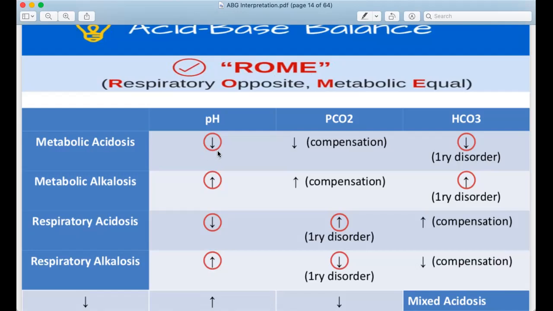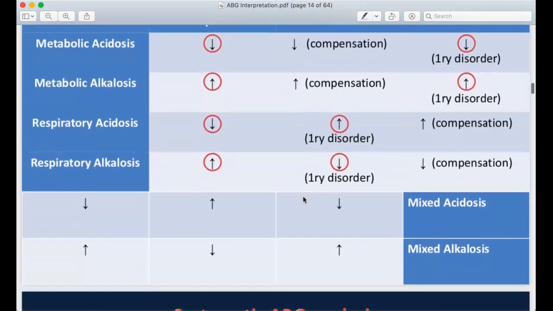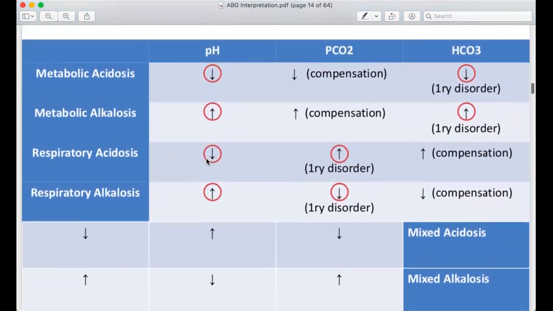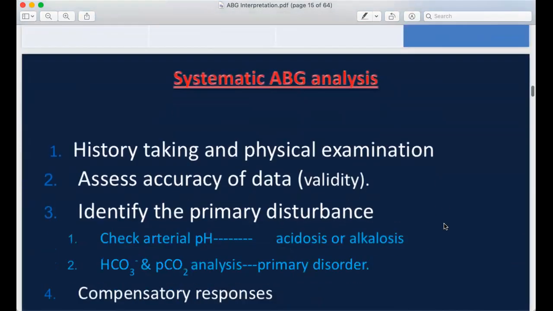So in metabolic acidosis, pH is decreasing, partial carbon dioxide is decreasing, and bicarbonate is also decreasing. So it is metabolic acidosis. Now in metabolic alkalosis, pH is increasing, bicarbonate is increasing, and PCO2 is also increasing. Then respiratory acidosis: pH is decreasing and PCO2 is increasing. Respiratory alkalosis: pH is increasing and PCO2 is decreasing. Now, if this is something like mixed acidosis and mixed alkalosis, you don't need to go into much detail on this one. You can just skip it.